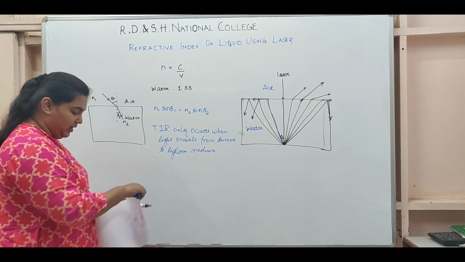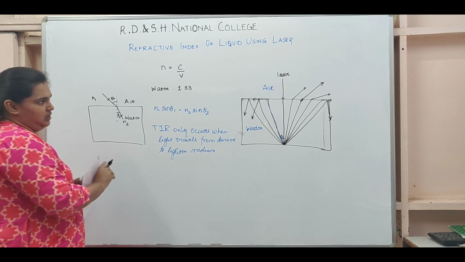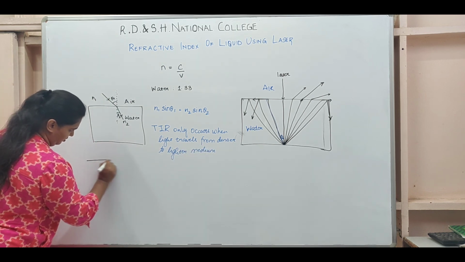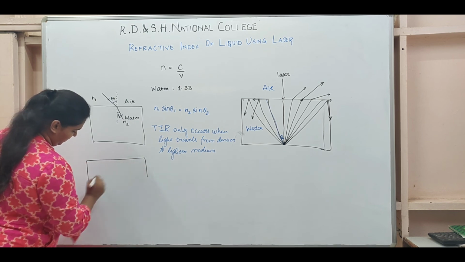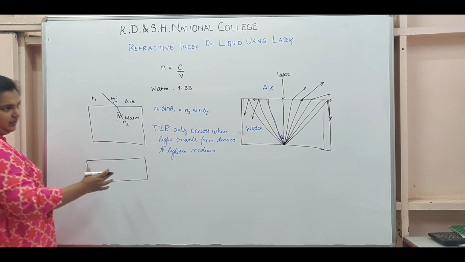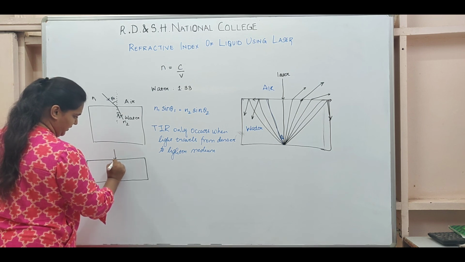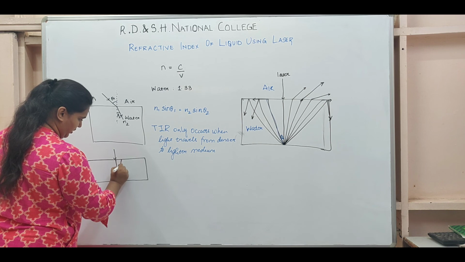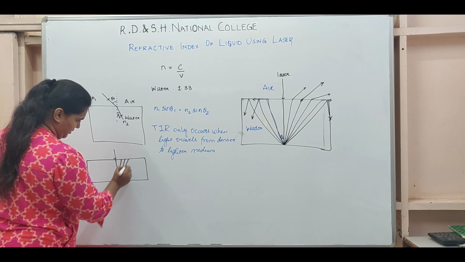Moving ahead, I'll just make this again. I'm making a smaller height so that I can do justice to the total internal reflection and find out the formula. So this is the laser hitting. Now after the laser hits here, as I already told you, there will be different incident angles.